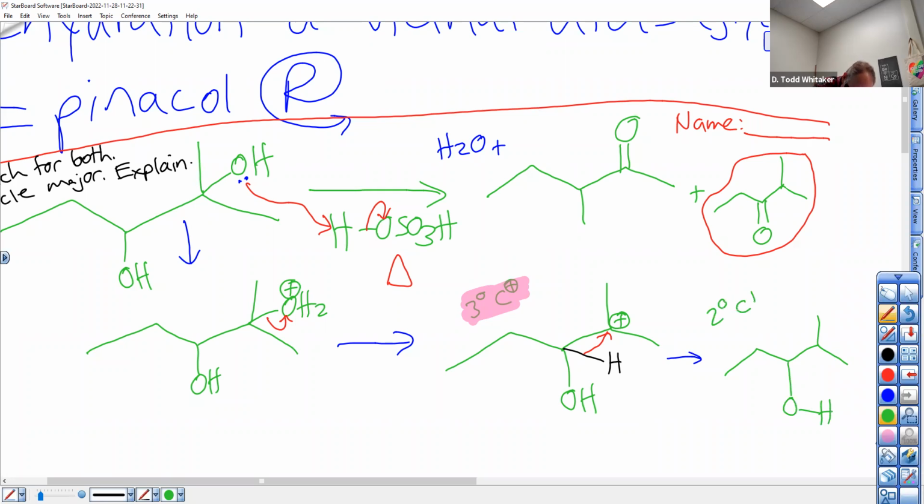Secondary C+, that can, oh, why do you think I drew those lone pairs there? Oh, I didn't draw the C+. I got a free keyboard too. There you go. Why is that cation so much more stable than the one to the left?